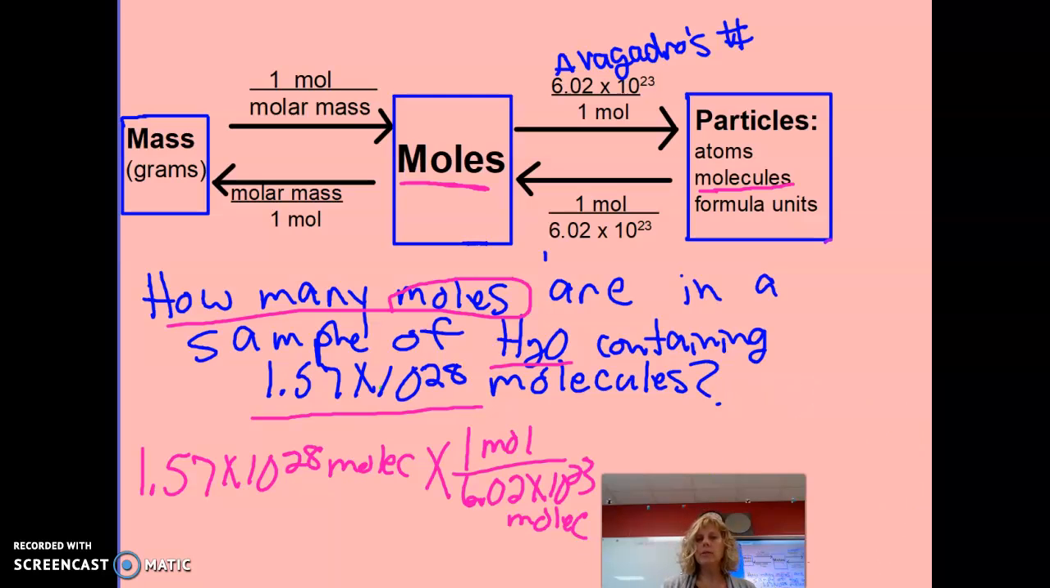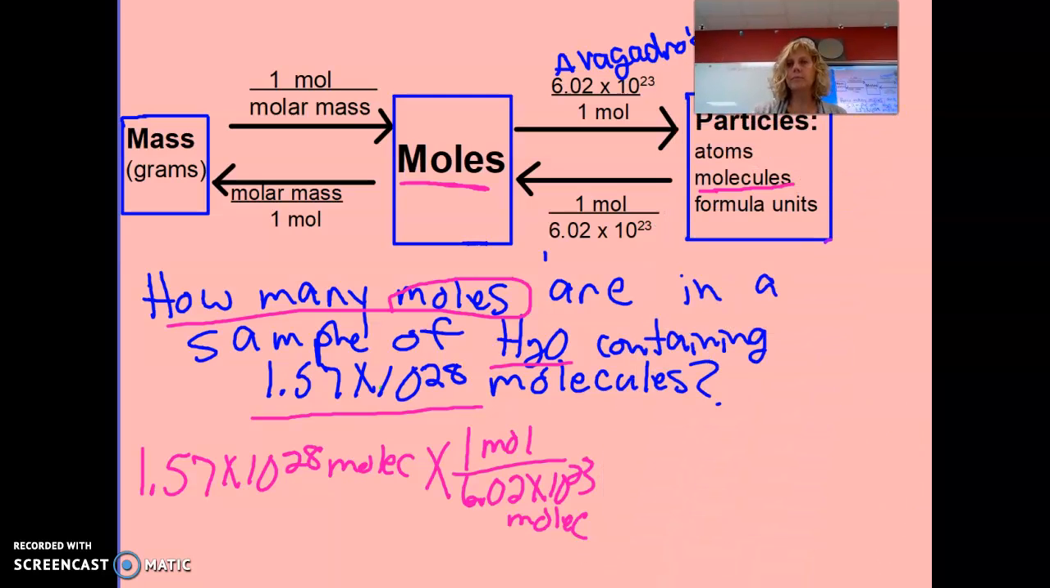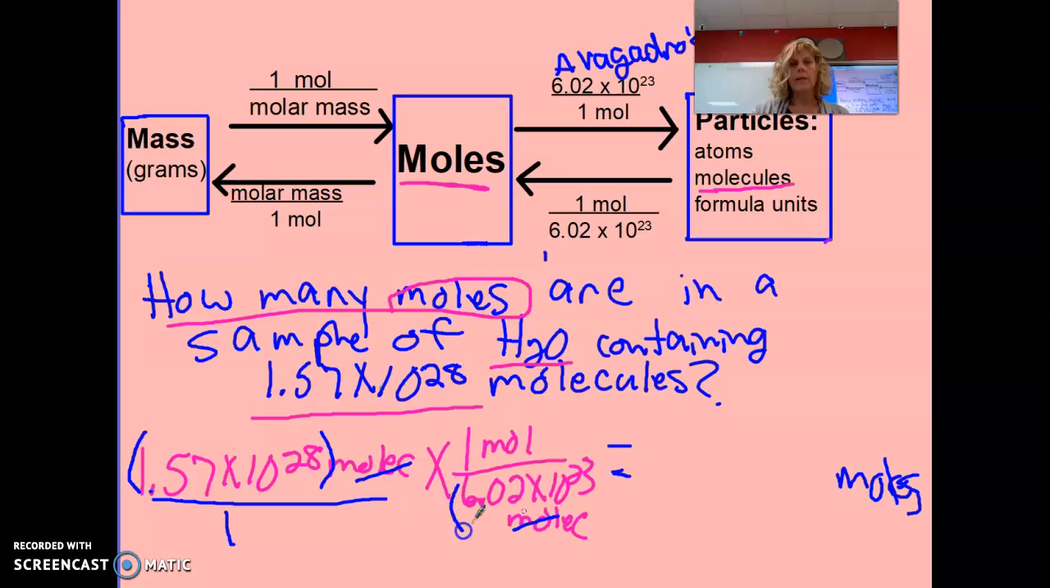So this is going to cancel out molecules on the top, molecules on the bottom. Remember that this is really a whole number over 1. I said I want to end up with moles. This should get me to moles. And I have to make sure in this one that I put this in parentheses, and then we're going to divide it by this.